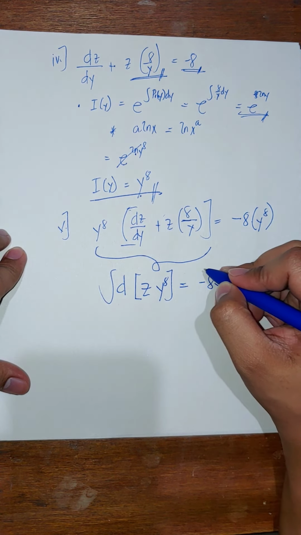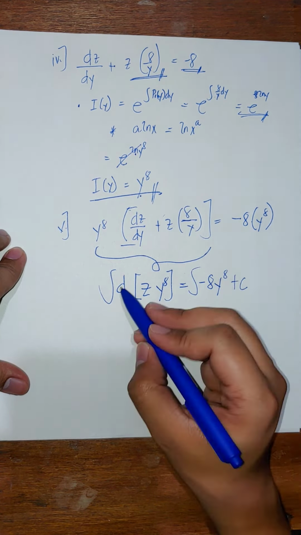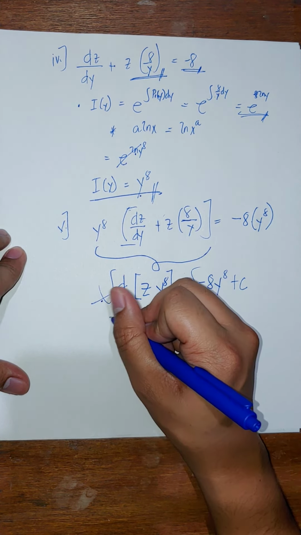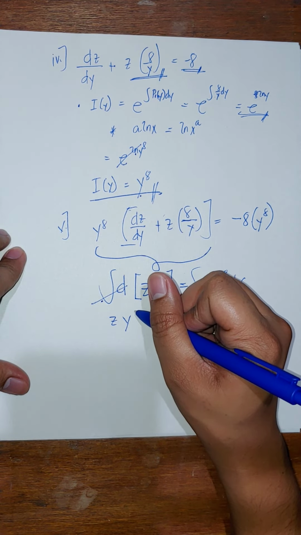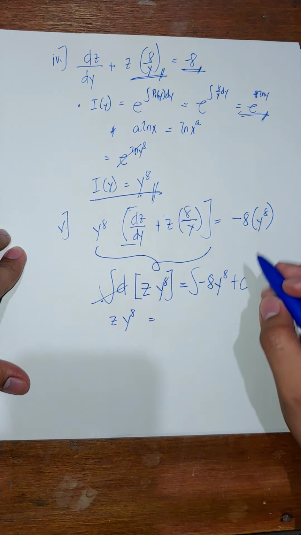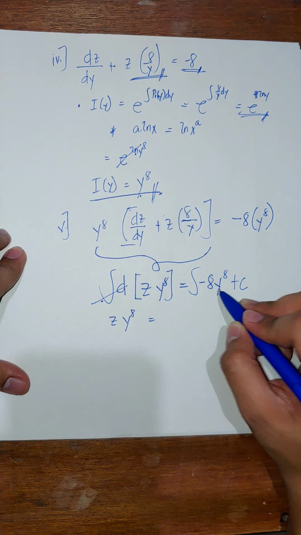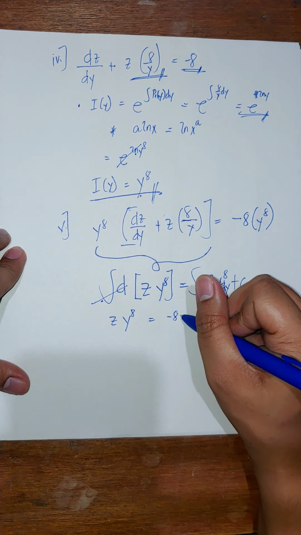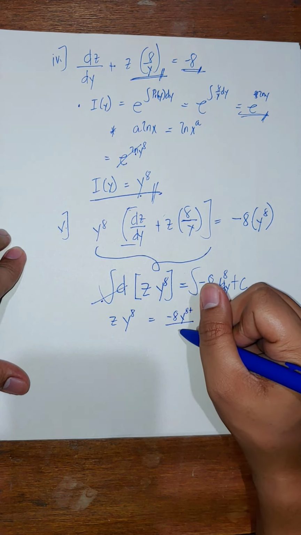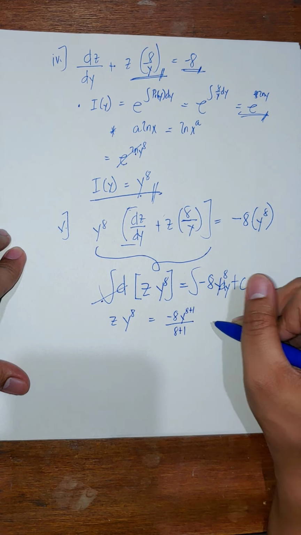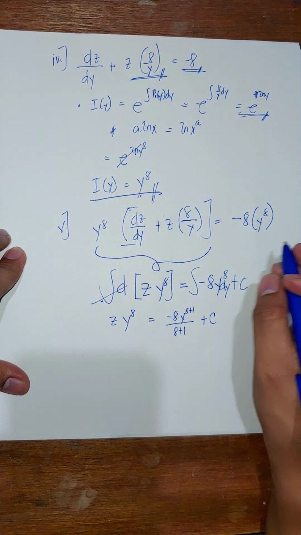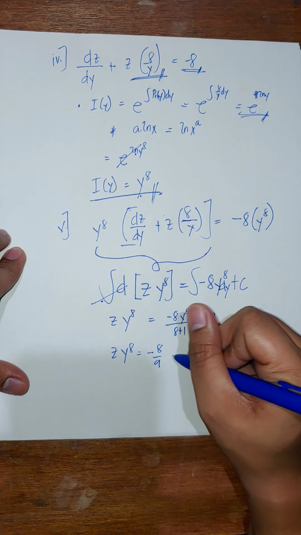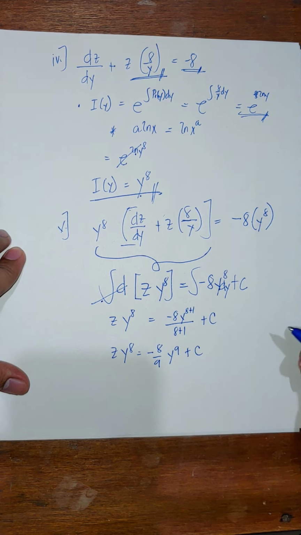So integrating both sides, the left and the right hand side. This is a derivative and this is the antiderivative, the integral, so it cancels. Then we can write the left hand side as z times y to the 8th power is equal to the integral, with respect to y, which is negative 8 y to the 8 plus 1 over 8 plus 1 plus c. Then z y to the 8 is equal to negative 8 over 9 times y to the 9 plus c.